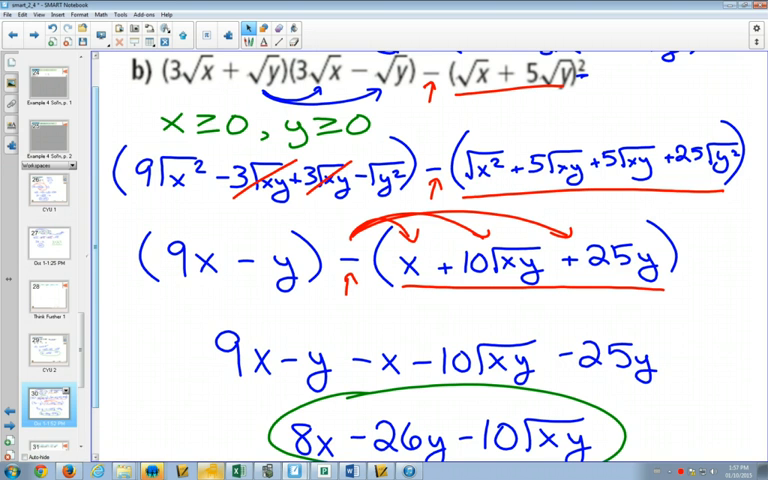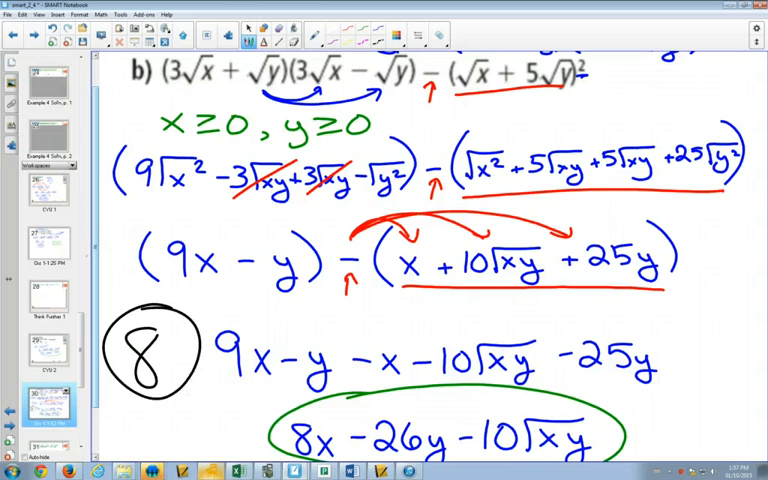As far as questions to do after example 2, just number 8 to add to that.